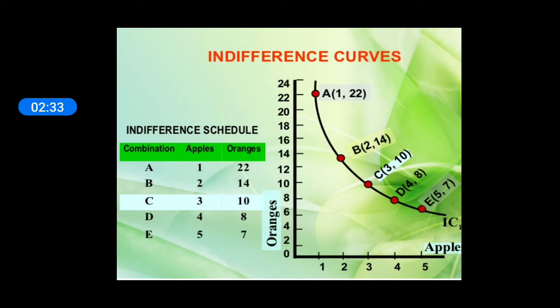There are units of apple on the OX axis, and on the OY axis there are units of orange. A, B, C, D and E are the combinations of both goods, and the line passing through these points is the indifference curve. It shows that the consumer gets equal satisfaction from every combination of both goods.